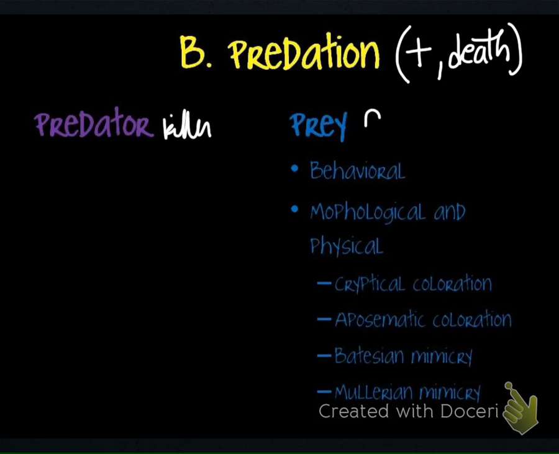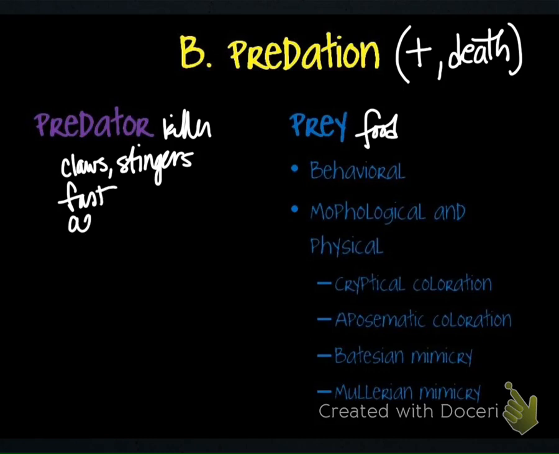And your prey is your food source. Both of these guys are going to have different adaptations to do their job. To be a predator, you're usually going to have really acute senses. You're going to have things like claws, teeth, fangs, stingers, poisons. You're probably going to be fast and agile.